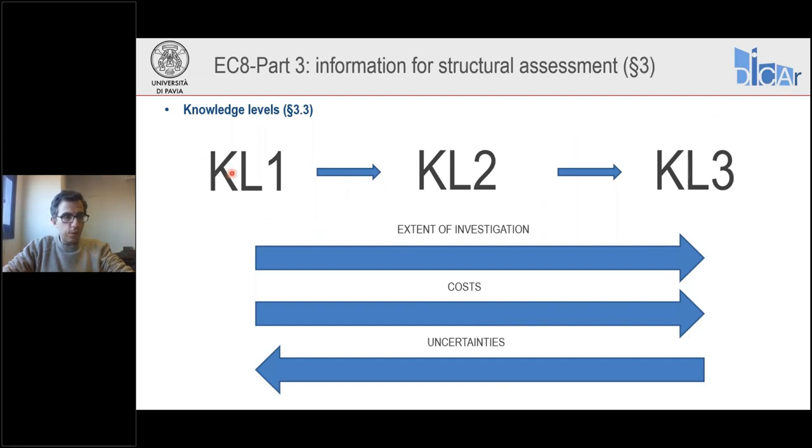Now, what is the meaning of knowledge level? If you move from KL1 to KL3, you increase the extent of investigation, and so also the cost of investigation, but you reduce the uncertainties. So moving from KL1 to KL3, in theory, you're going to a less conservative assessment. It doesn't necessarily mean that you are increasing the cost, because potentially if you move to KL3, the amount of retrofit that you need can be less. So these are the costs of investigation, not the total cost of the interventions. It is the engineer who has to find a balance among all these aspects and select the proper knowledge level.